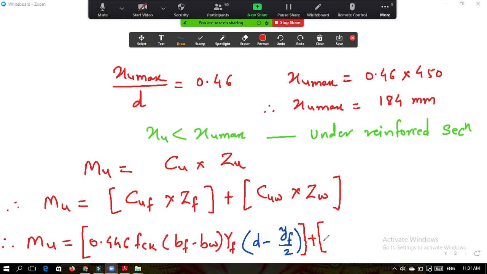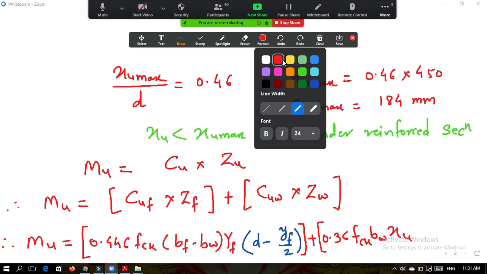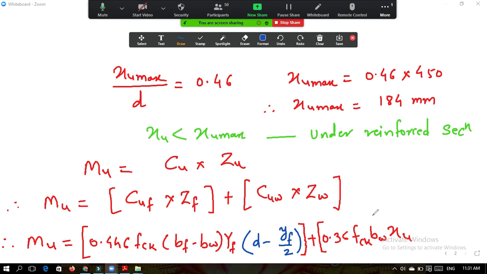Okay, d minus Yf by 2, and your bracket number 1 will complete over here, plus now Cuw. So what is the formula for Cuw? It is 0.36 FCK Bw into Xu. And what is the lever arm? So the lever arm is d minus 0.42 Xu.